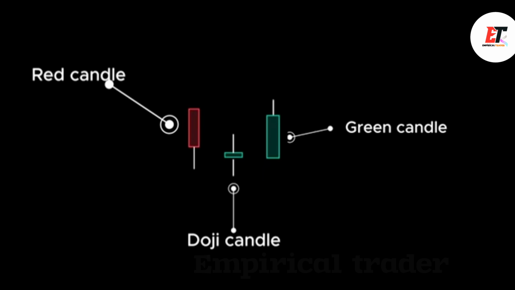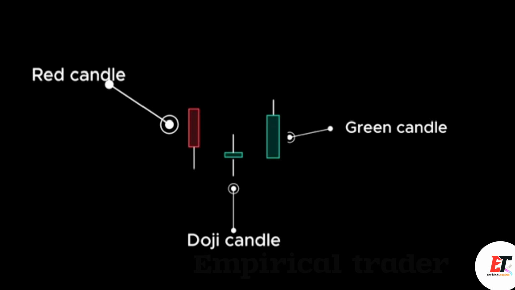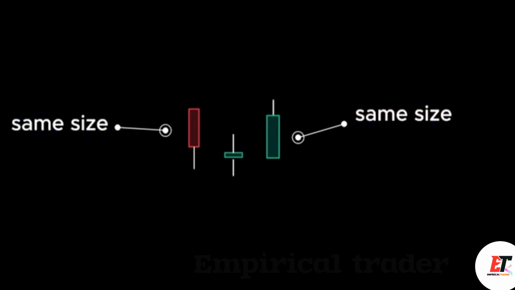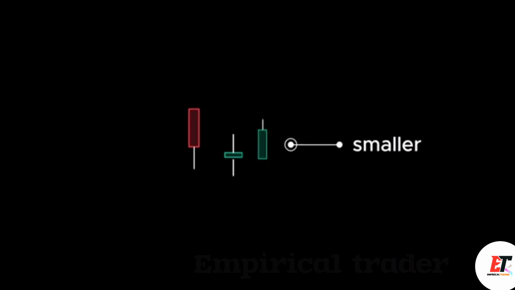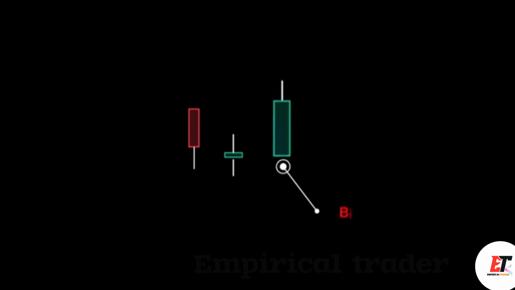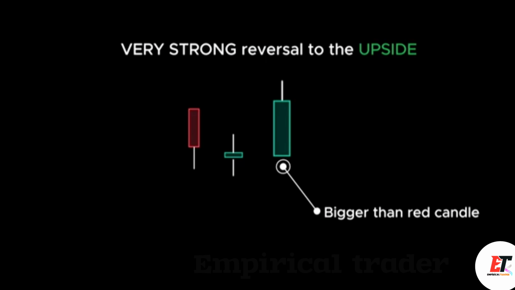The last green candle size can give us clues of the pattern's strength. If the green candle is as large as the red candle, there's a good buy opportunity. If it's smaller than the red candle, it's a low probability trade. And finally, if the green candle is way bigger than the red candle, it indicates a very strong reversal to the upside.